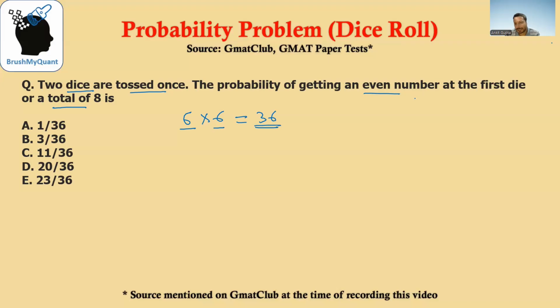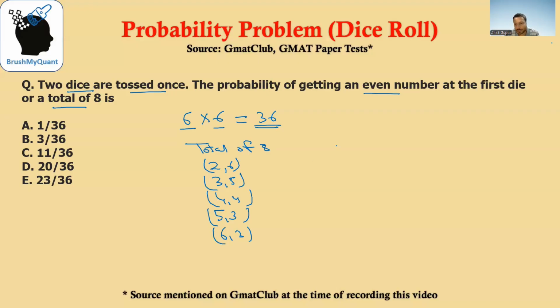Now, probability of getting an even number at the first die or a total of 8. Let's start with a total of 8. To get a total of 8, we can get the following cases: a 2 in the first die and 6 in the second die, or 3, 5, 4, 4, 5, 3, or 6, 2. So to get a total of 8, there are 5 possible cases.